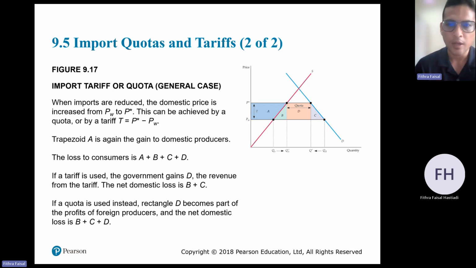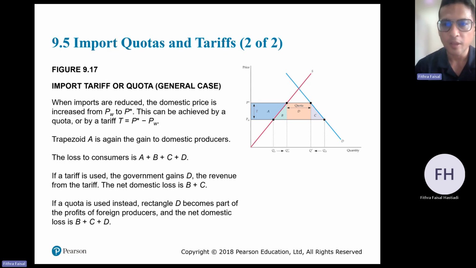And we have also another case of tariff and also quotas. For example, if the government is trying to impose a tariff in order to restrict import, so this is the world price, and then this is when the government puts an import tariff over here, and then sets a higher price. So the producers now are gaining surplus over here. Tariff is used, but at the expense of the consumer surplus. Consumer loss is A, B, C, and D.